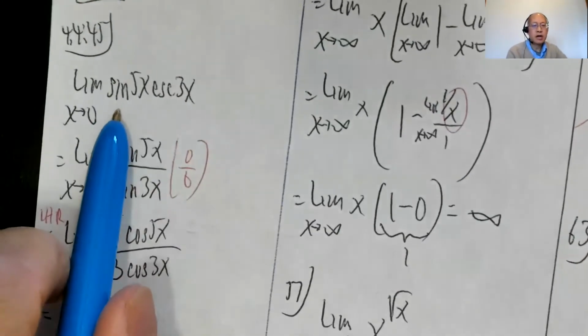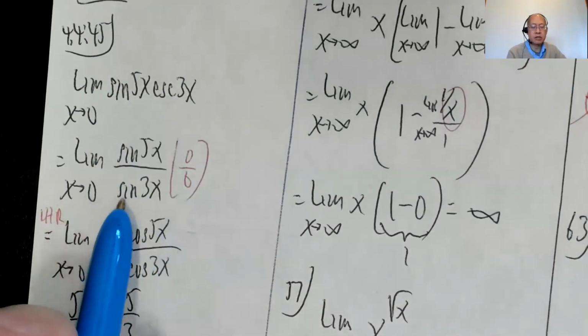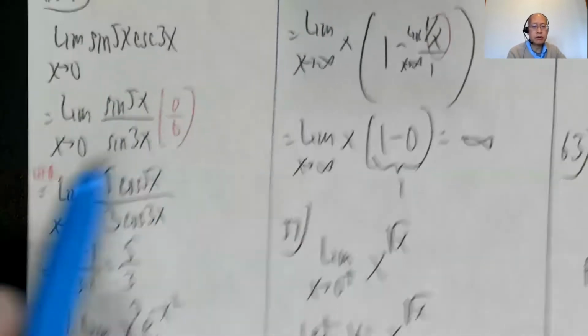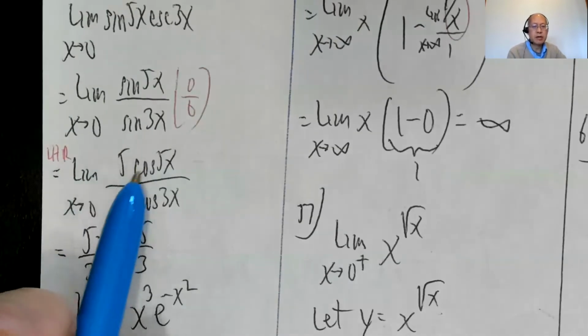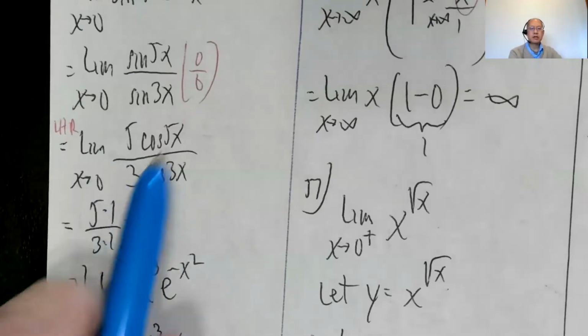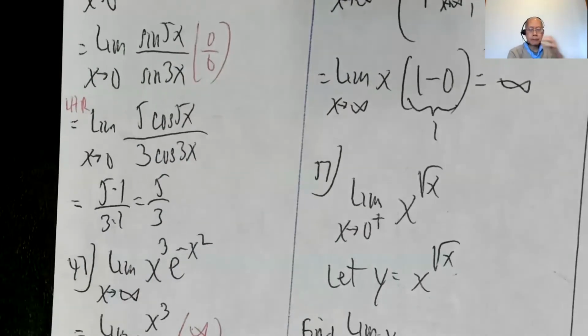Okay, 4.445, find this limit, sine 5x cosecant 5x. Cosecant 3x means I can put sine 3x in the bottom. Okay, that's 0 over 0, so L'Hopital's rule applies. So the derivative of the top is cosine 5x times 5. Likewise, the bottom is 3 cosine 3x. Plug in 0. That's 1, so you have 5 over 3.